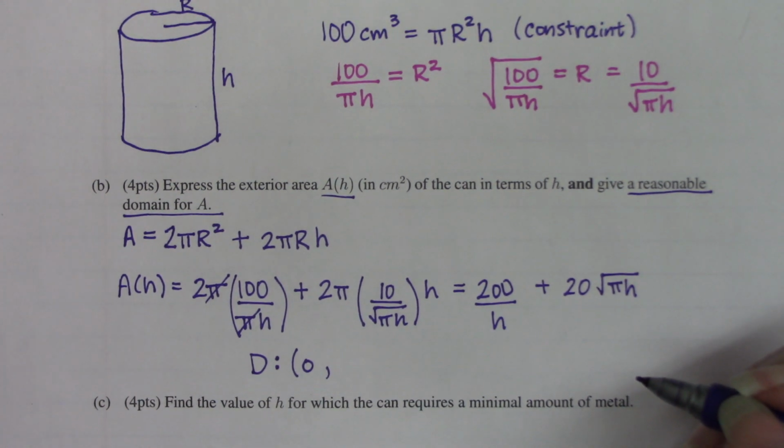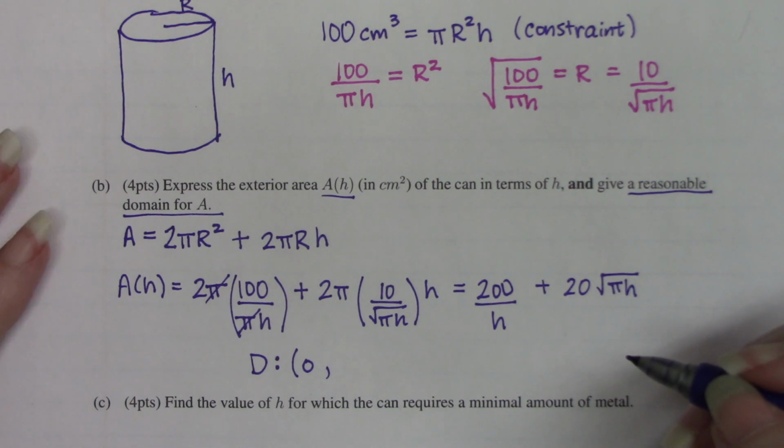Also, I think it goes without saying, when we talk about the word reasonable domain, h is a height, so the concept of even accepting any negative values just doesn't make sense here in the real world. You wouldn't have a negative height. You would just think of height as a positive number.